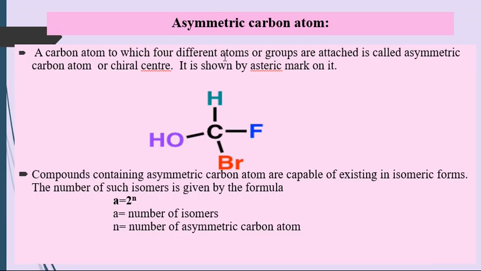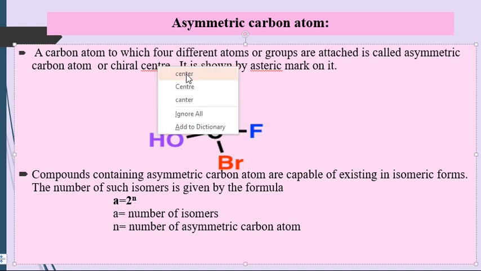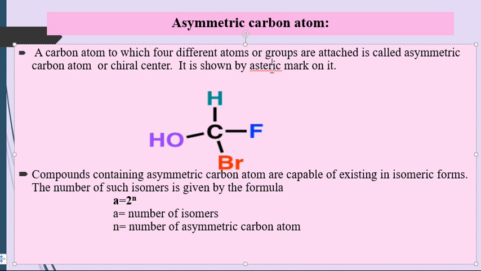Then next, asymmetric carbon atom. The asymmetric carbon atom is necessary for optical activity. Therefore, the definition: a carbon atom to which four different atoms or groups are attached is called an asymmetric carbon atom or chiral center. It is given by an asterisk mark. Here the asterisk mark is given.